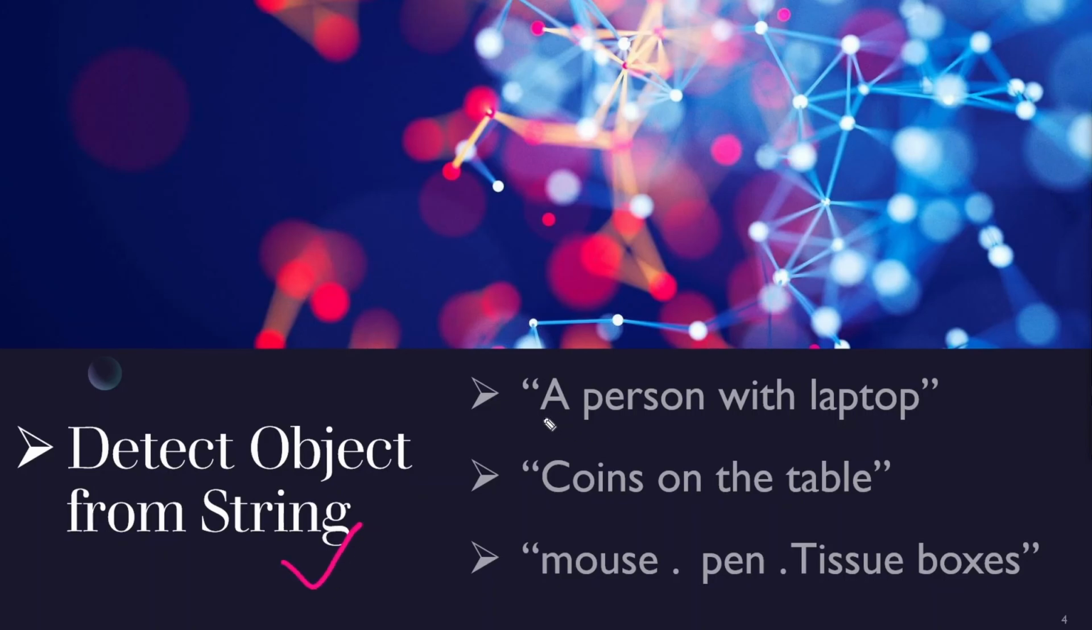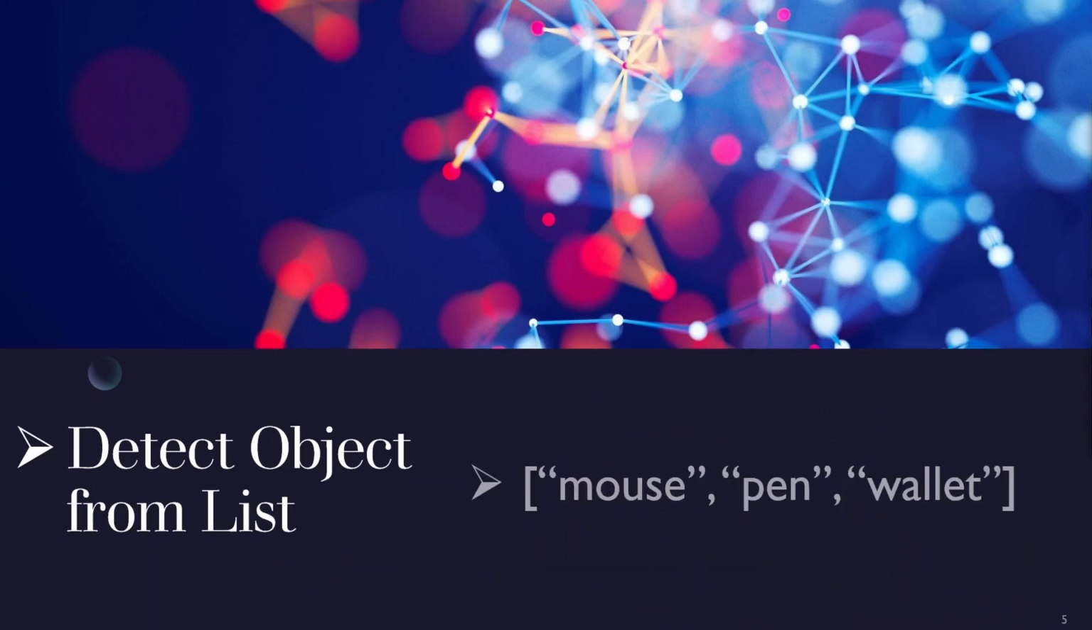Here you can see: a person with a laptop. If I send this prompt and an image to this algorithm, then the GroundingDINO algorithm will detect a person with a laptop, or something like coins on the table, or we can detect multiple objects from the string like this: mouse, pen, tissue boxes. Like this we can send the string and image to the GroundingDINO algorithm and it will detect the bounding boxes accordingly.